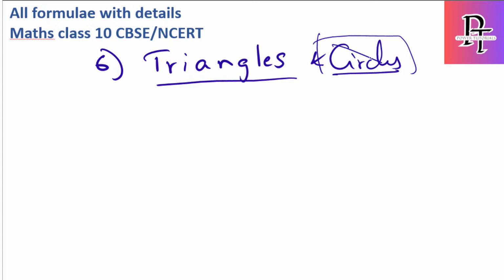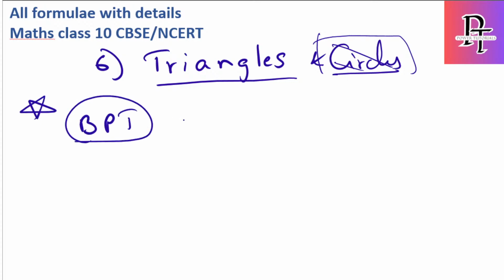Okay, so let's see the triangles chapter now. The first important thing is we have to remember the BPT theorem. This will come for sure, BPT or inverse BPT, that is the basic proportionality theorem or the converse of the basic proportionality theorem. It will come for sure.